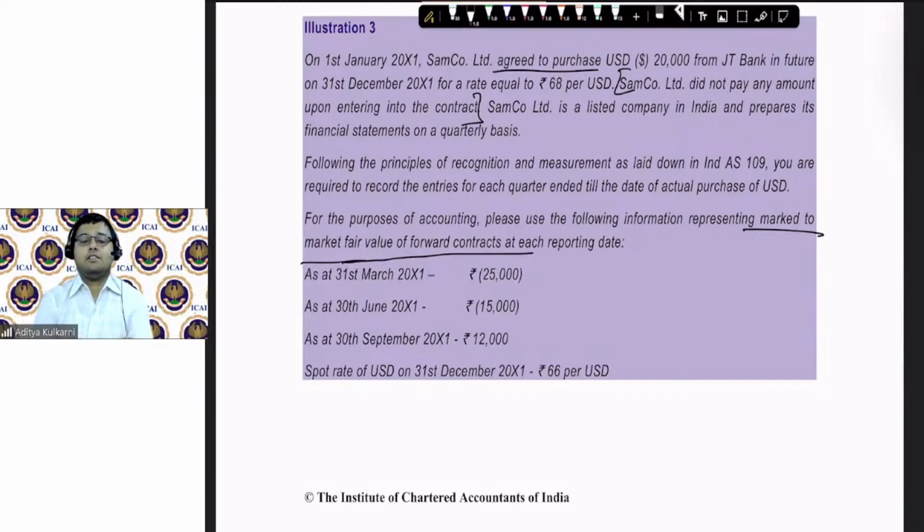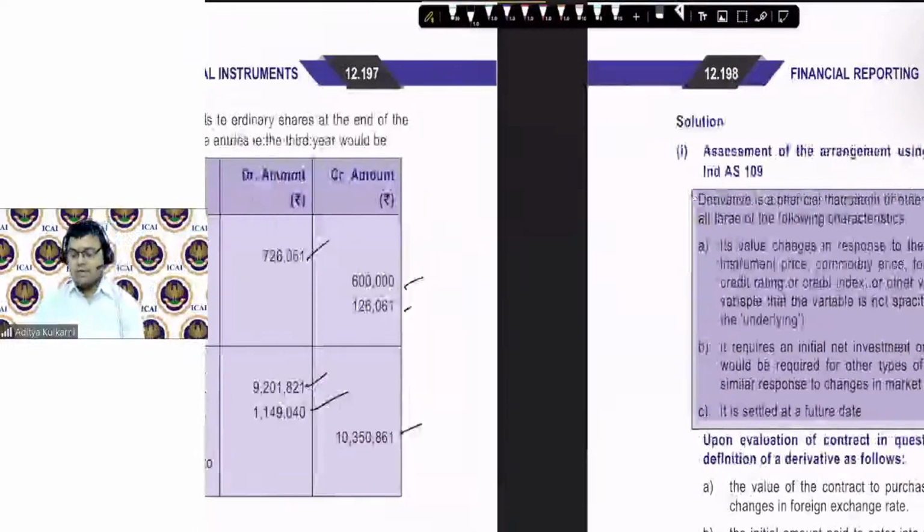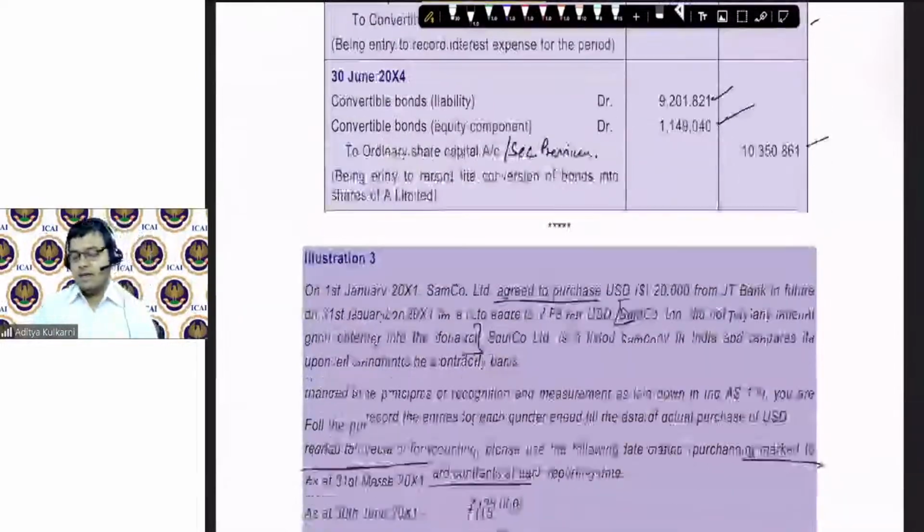As at 31st March X1, 25,000 negative. As at 30th June X1, 15,000 negative. As at 30th September, 12,000 positive, and the spot rate of USD on 31st December X1 is 66 per USD. Okay, so this is the data which is given in the question.